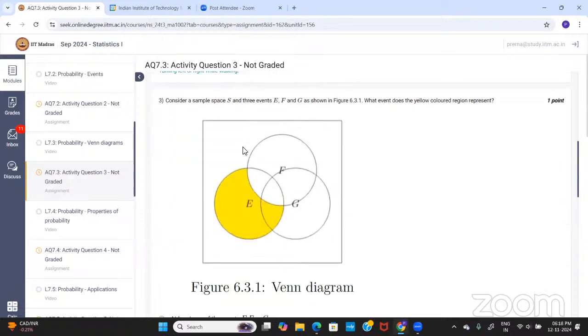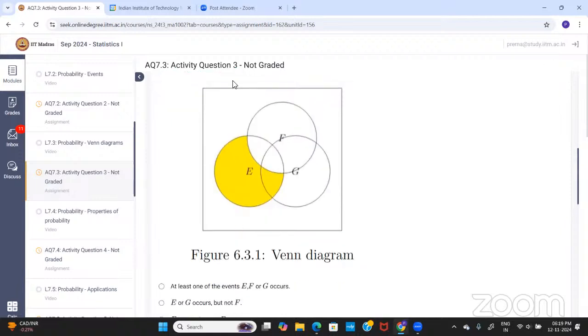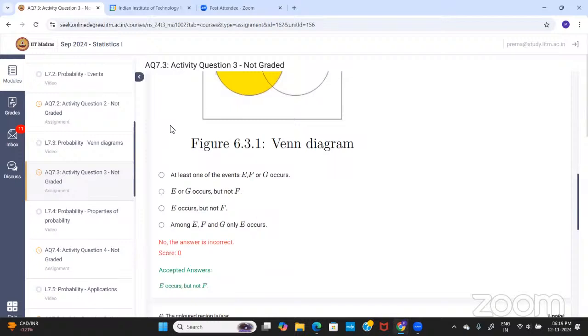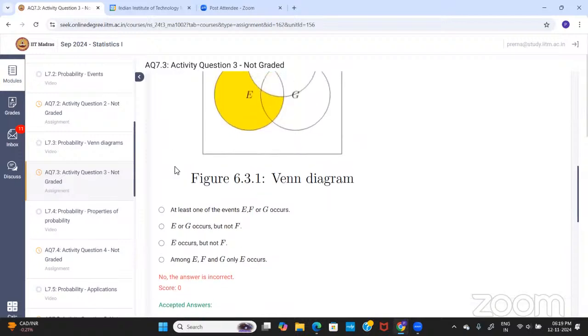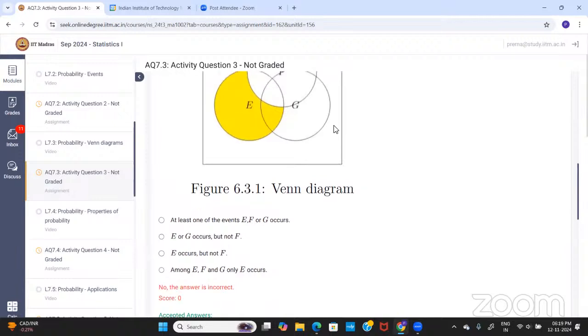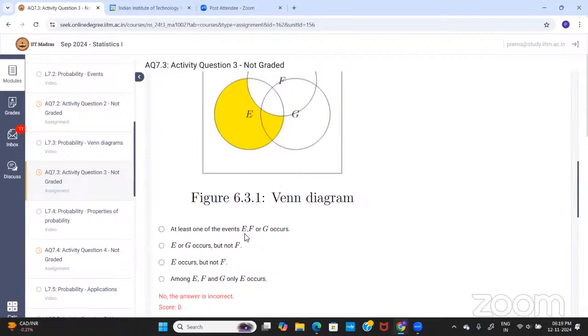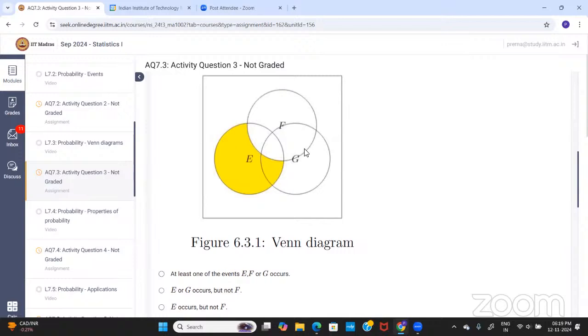Okay. Now the third question is, consider a sample space and three events E, F, and G shown in the figure. What event does the yellow color region represent? The options are: at least one of the events E, F, or G occurs. So in the first case, at least one of the events E, F, G should be E union F union G, which is not the case in this figure, you can see.